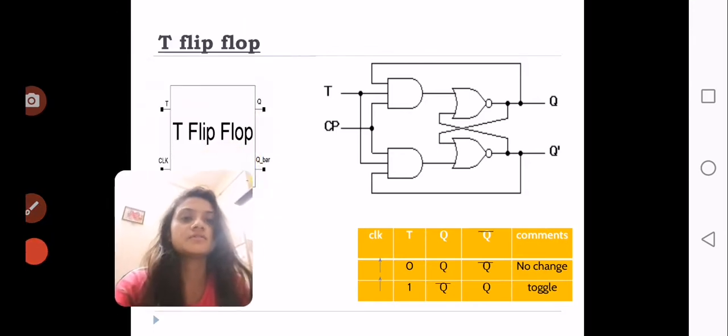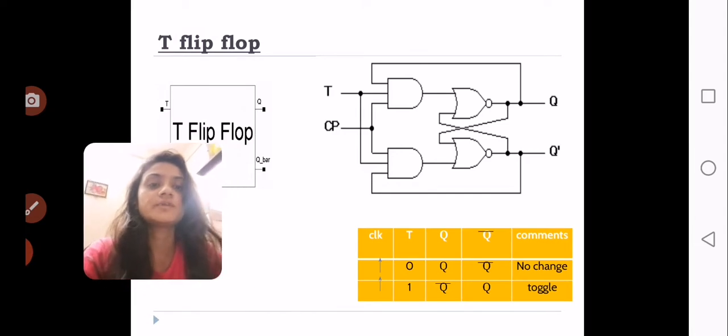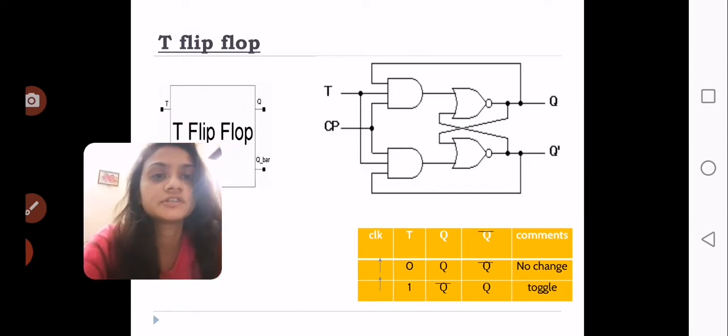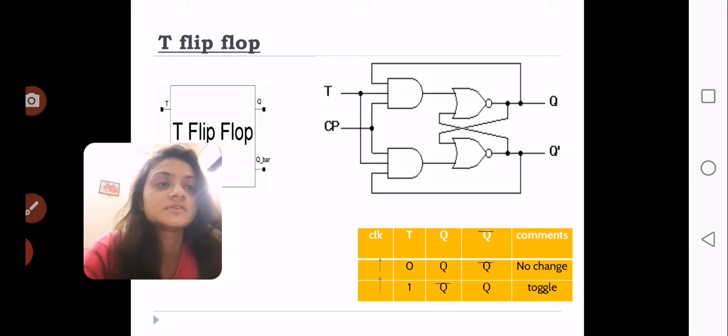All these tables of these 4 flip-flops you have to remember for the further tutorial purposes.